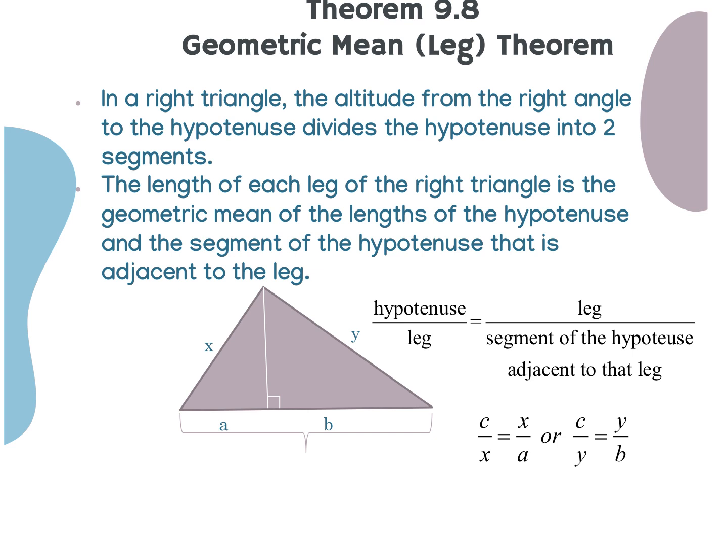So this last little statement here, the segment of the hypotenuse that's adjacent to the leg, I have an acronym for this, and I call this the SOHAL. Segment of the hypotenuse, so S from segment, O from of, H from hypotenuse, A from adjacent, and L for leg. So this is going to be the piece of the hypotenuse that's right next to the leg that we're trying to find. And I'm going to show you this in the two proportions that are here.